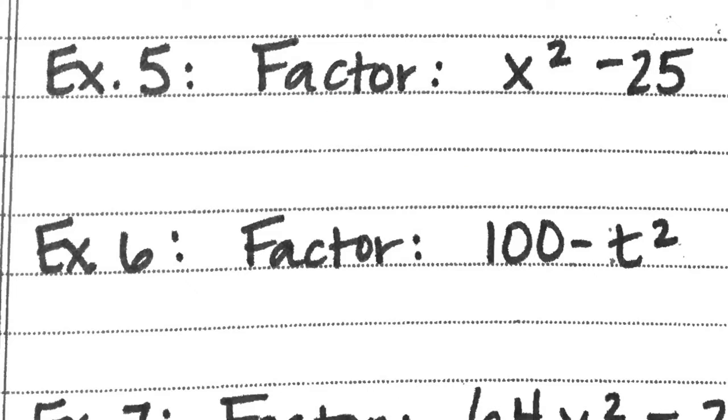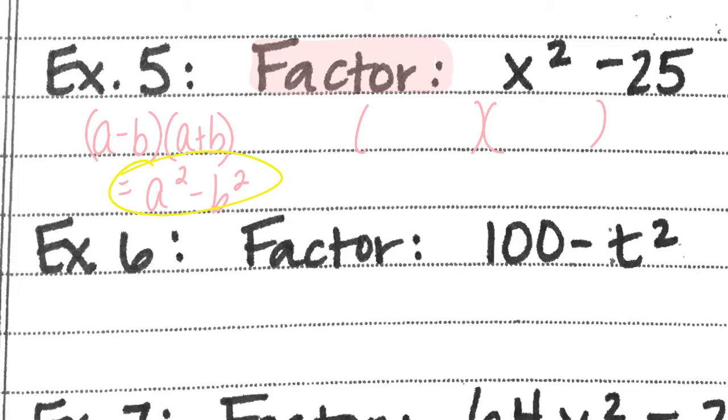So now we're going to go on, and notice they're telling us to factor. Factor means we're going to take this x squared minus 25 and make it into two binomials. Well, if you look at the above formula, it said a minus b times a plus b is equal to a squared minus b squared. Well, now they're giving us this, so I have to separate.